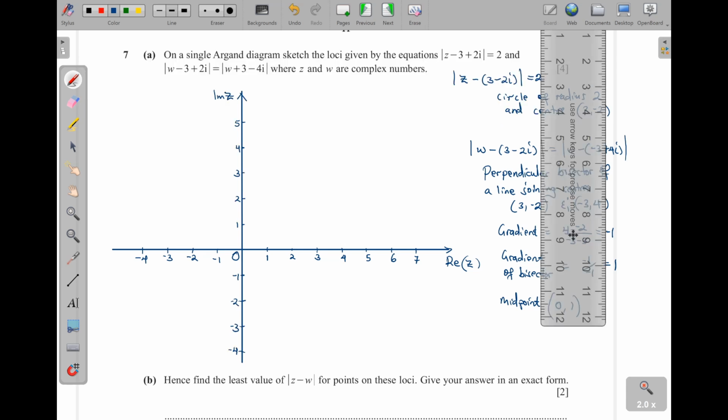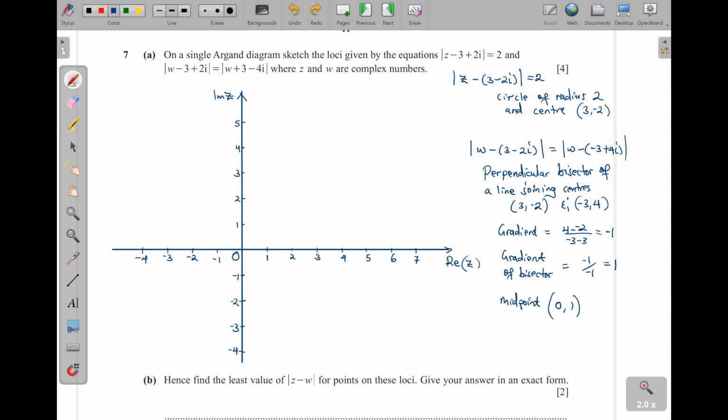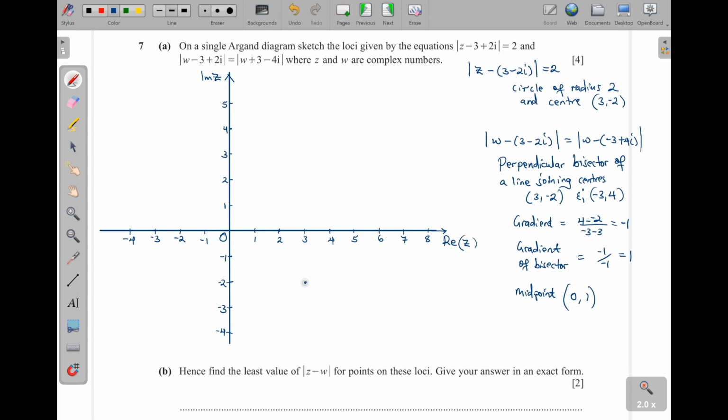So where is our circle? The circle here is of center 3, negative 2. So 3 is here, negative 2 is down here. Okay, probably is here. Okay, that is the one. Then I bring my compass here.